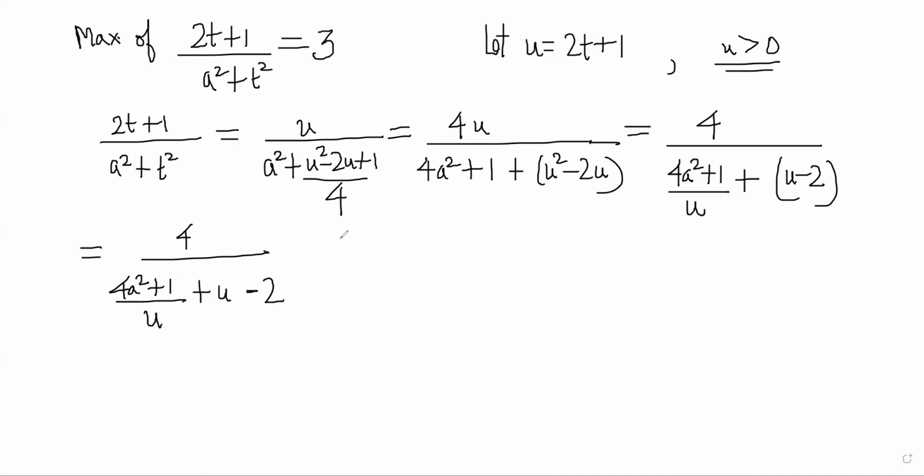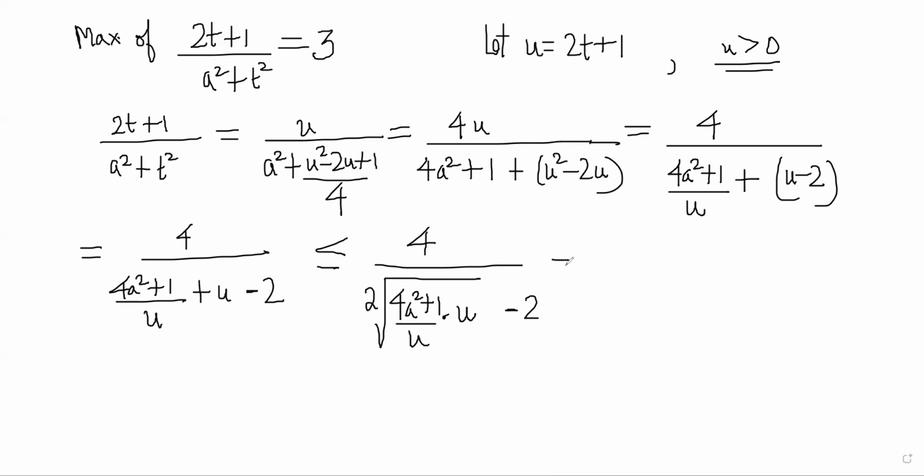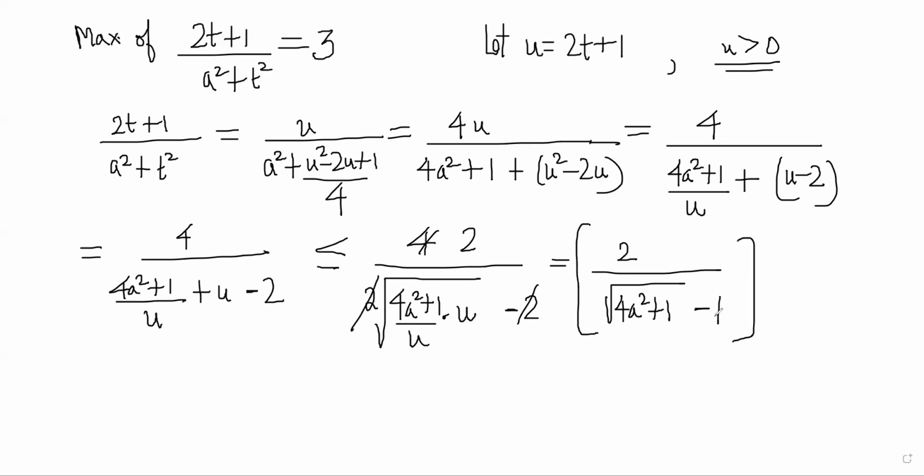And I'll apply AM-GM and say that this is less than or equal to 4 by (twice root over (4A square plus 1) minus 2), which is equal to 2 by (root over (4A square plus 1) minus 1), by cancelling the 2 from everywhere. The equality will happen when (4A square plus 1) by u is equal to u, or u is equal to root over (4A square plus 1). That is when the equality happens.